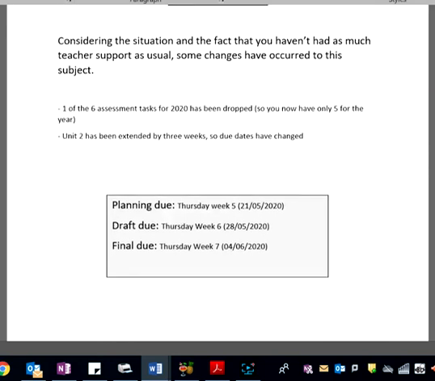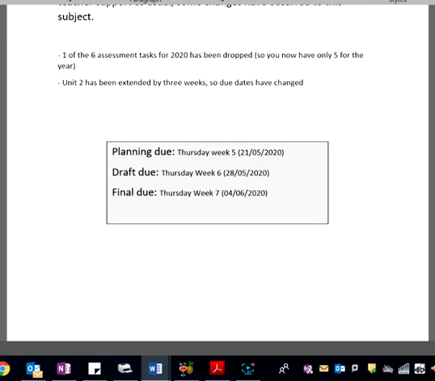So your due dates are these. Your planning is now due Thursday, week 5. Your draft is now due Thursday, week 6. And your final is now due Thursday, week 7. Now I'm hoping, fingers crossed, we're going to be back to school in week 6 and 7. So I'll be able to give you some more support from school as well.